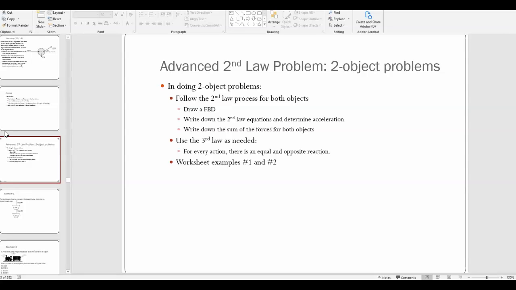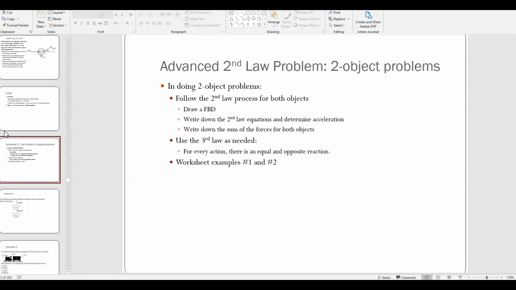Okay, so in this video we're going to talk about the last part of this unit, which is solving problems with two-object problems. And basically what we're going to be talking about can technically be extended to problems with more than two objects, but typically you don't see more than two or three at the most objects just because it gets kind of a lot to keep track of.